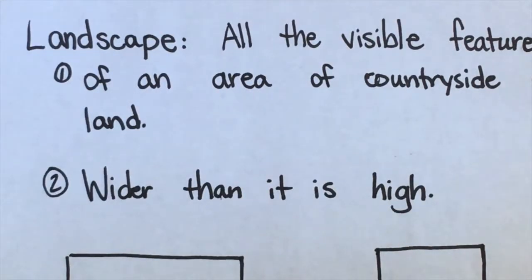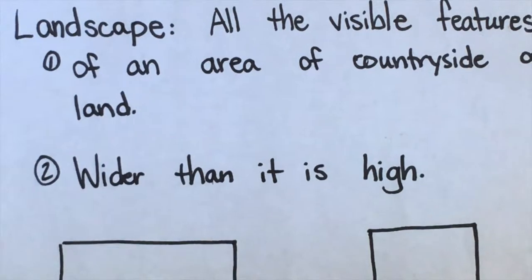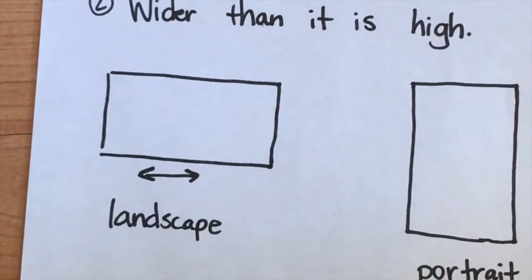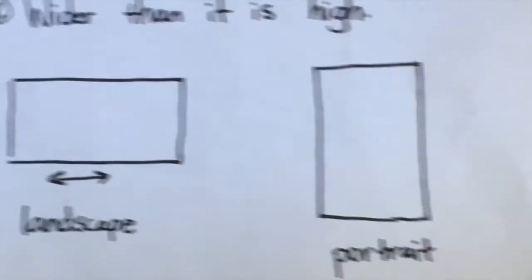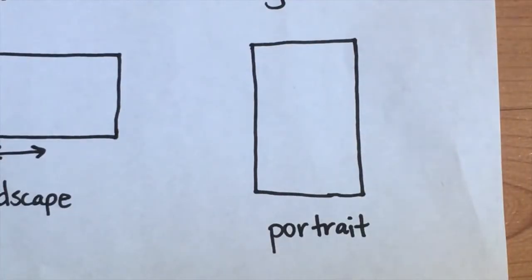A second definition is that it's wider than it is high. So when you look at a picture, we call the paper when it's going sideways a landscape picture. If it's more vertical, we call that a portrait picture.